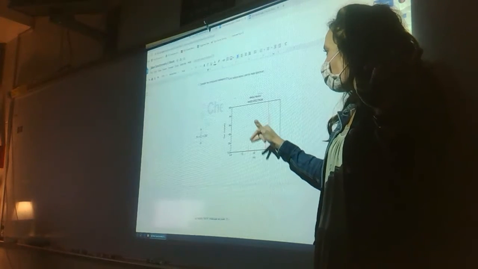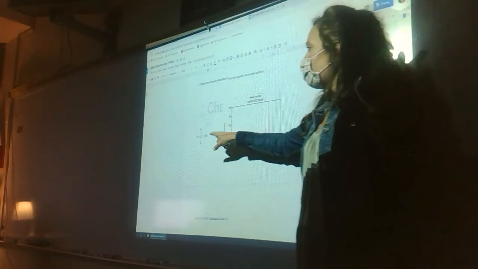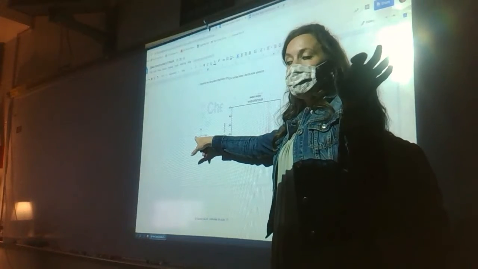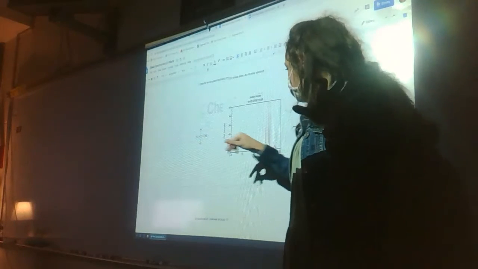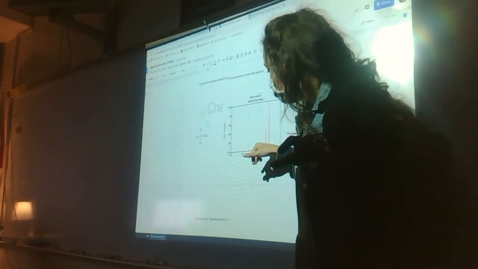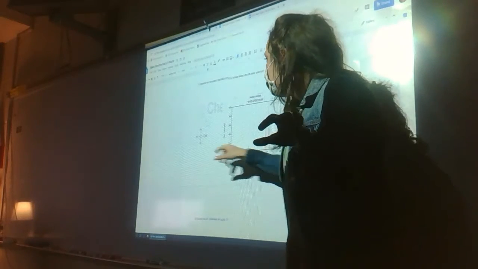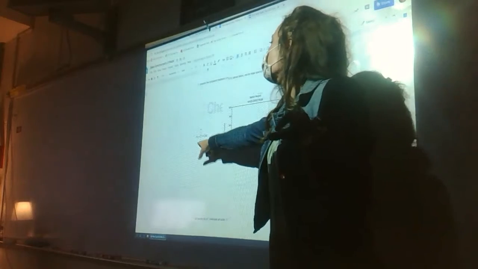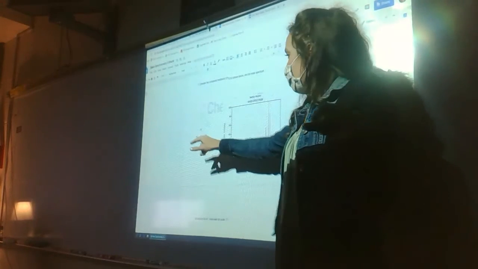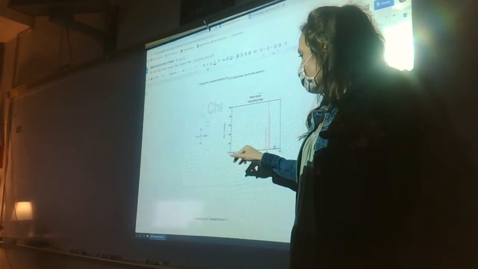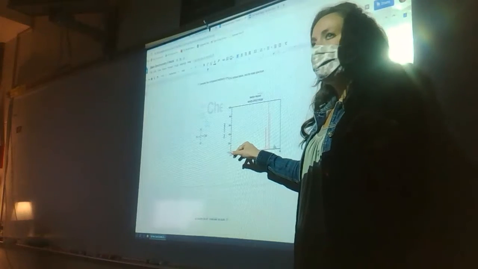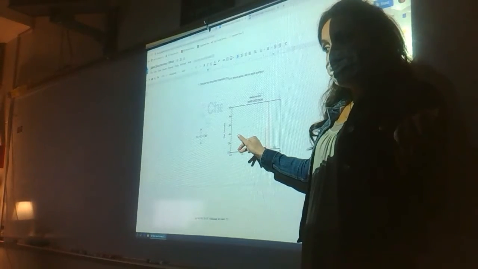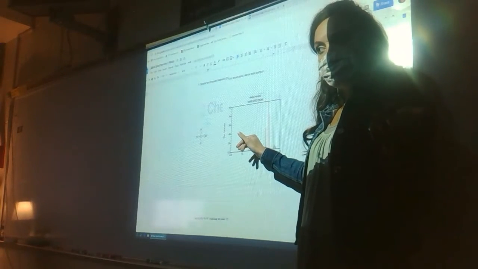Then we have one that's 1 less. That's one of the H's has broken off. Then we have one that's 2 less. That's 2 H's have broken off. We have one that's 3 less. 3 H's have broken off. And then down here, we have this one. This is 15. This is where OH has broken off, and we just have CH3 left behind.